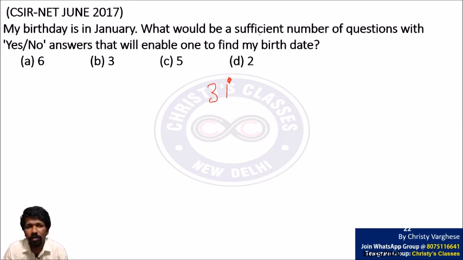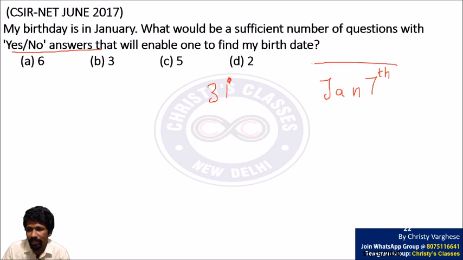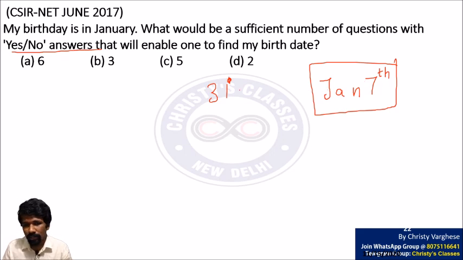What would be the sufficient number of questions with yes or no answers only that will enable one to find my birth date? So here the idea of iteration we are going to do. I will show you how. For example, for making you understand this clearly, I will just take an example of a date called Jan 7th. I don't know beforehand that Jan 7th is the birthday of that person, but with questions I am trying to find it. Without knowing anything about the birthday, only knowing that it is in January, I can ask these 5 questions and 5 will be the answer.